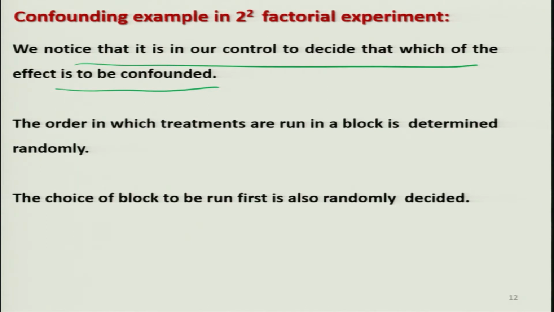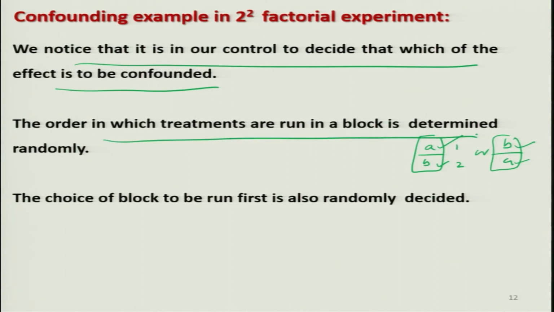Within the block, if you want to assign A and B, then whether you assign A to plot number 1 and B to plot number 2, or B to plot number 1 and A to plot number 2, that is decided randomly. So, the order in which the treatments are run in a block is decided randomly. And the choice of the block to be run first, whether block 1 first or block 2 first, is also decided randomly, because that is not going to make any difference on the confounded effects.